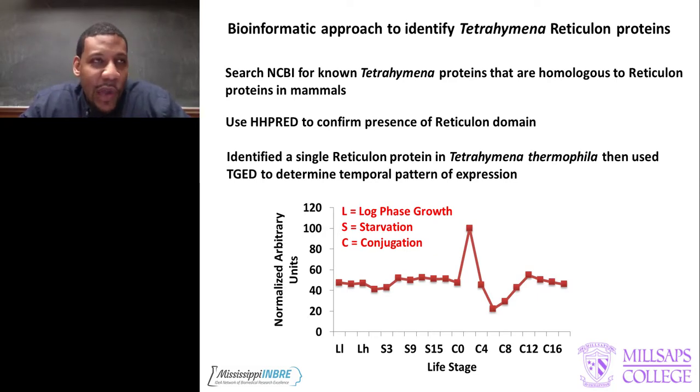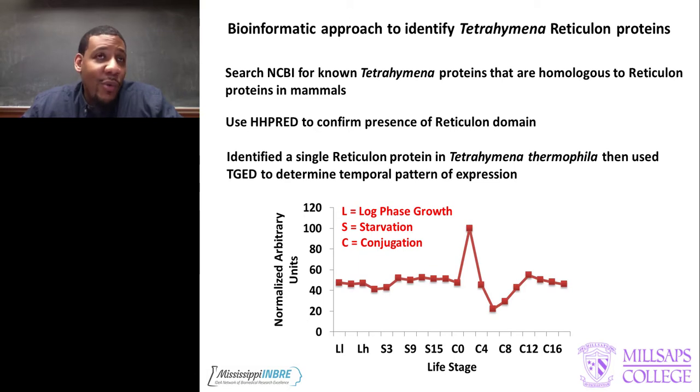The L here stands for log phase, so these are when Tetrahymena are growing really robustly. S stands for starvation. Tetrahymena need to starve before they can be mated in the laboratory. And C stands for conjugation. So this is during the Tetrahymena mating period. And what you can see is that there's a big spike in Reticulon expression very early during conjugation, and this would be consistent with a protein that plays a role in cell-cell fusion. Okay.